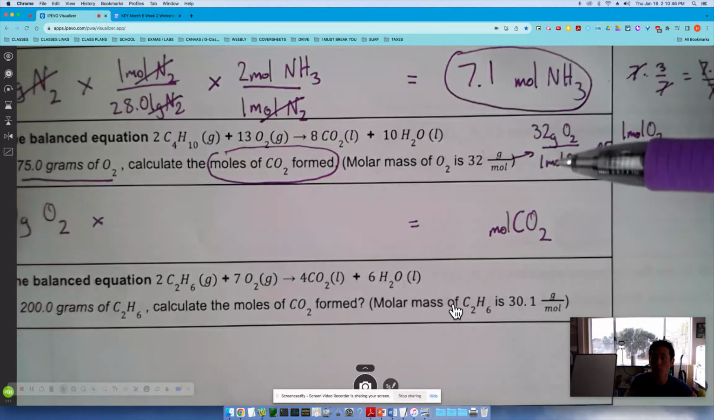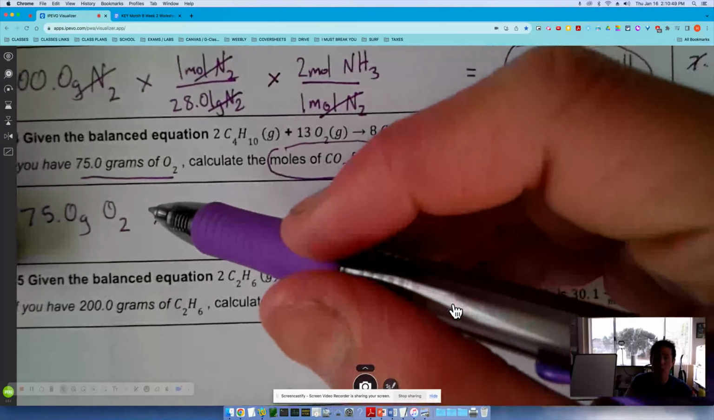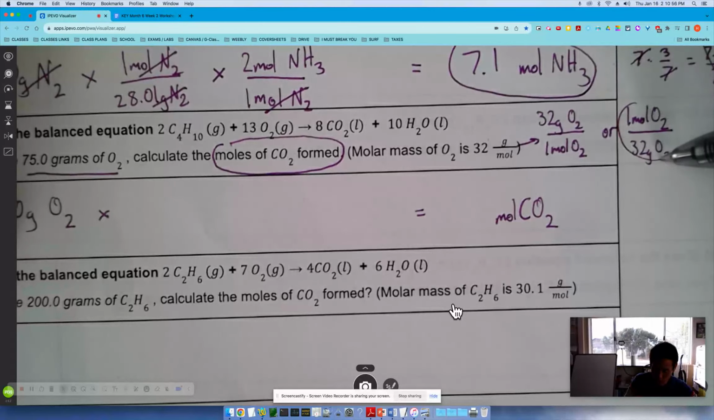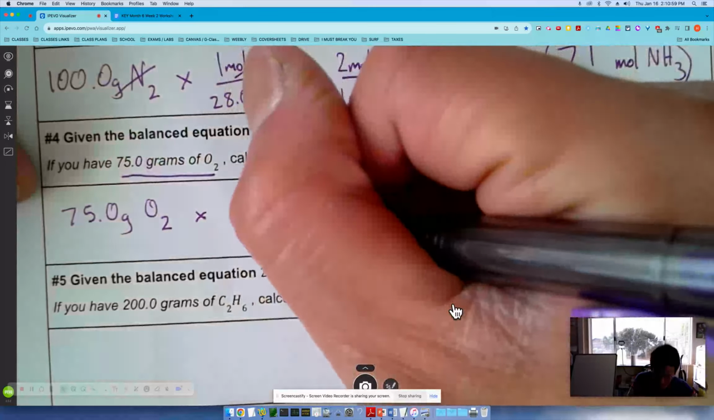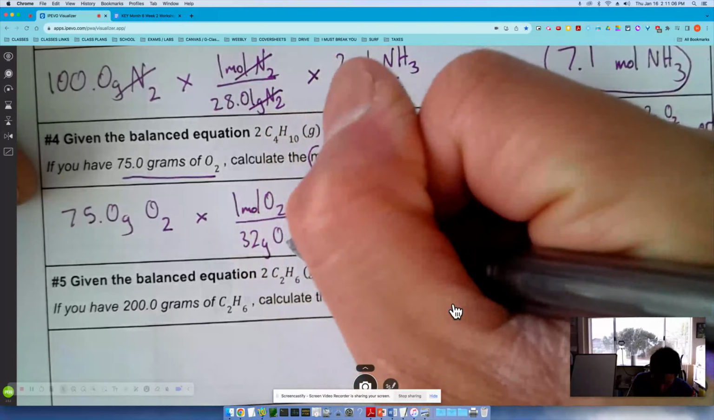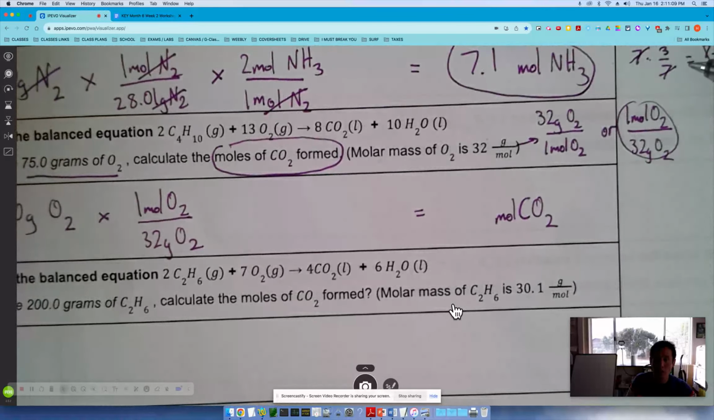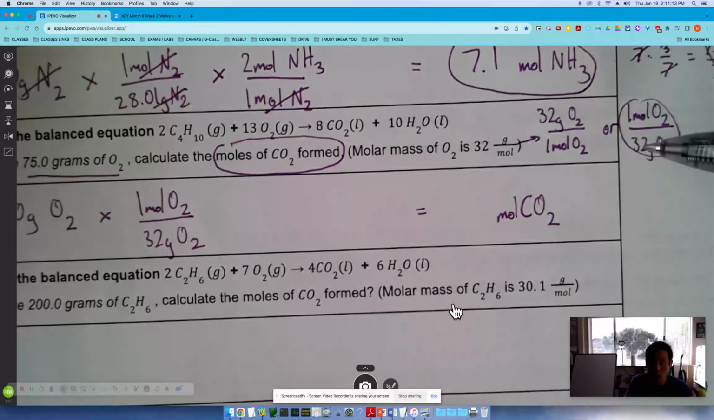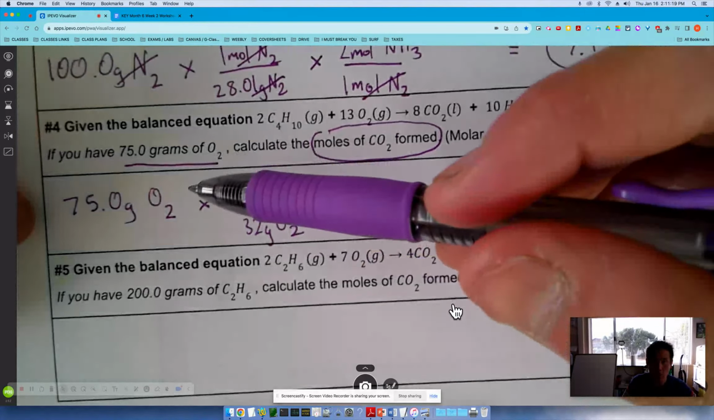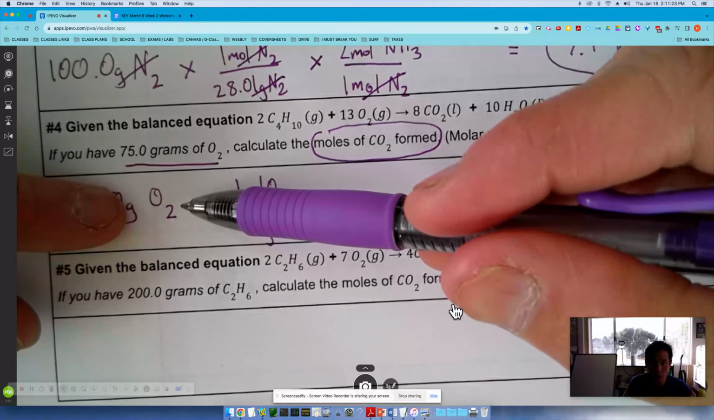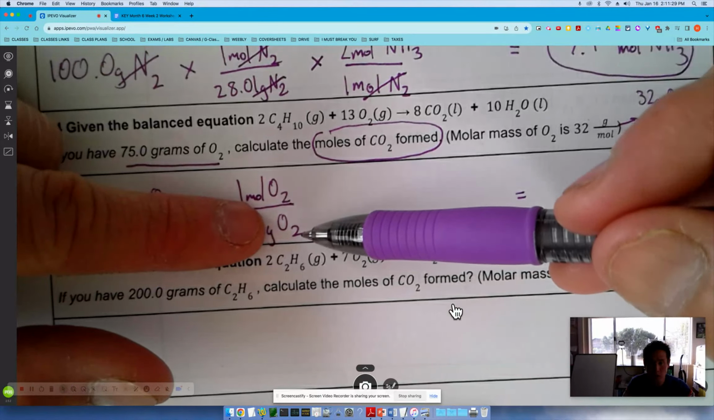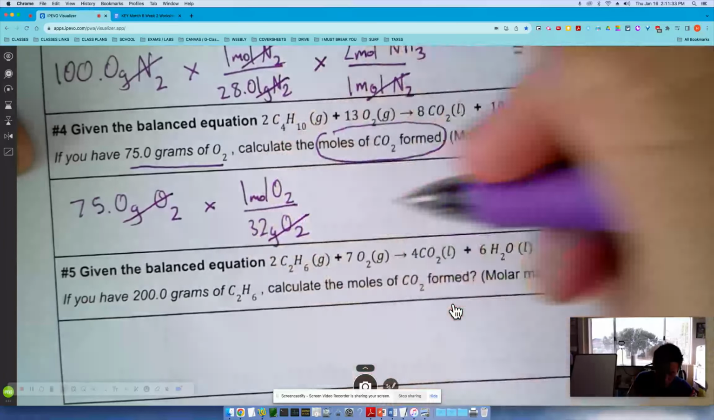The question is, which version do we need, this one or this one, to multiply to this to get moles of O2? We need this version. So let's multiply this times 1 mole of O2 on the top with 32 grams of O2 on the bottom. Now, why did we choose this version? Because we have the gram value in the denominator. If we multiply this, with the units of grams of O2, by this conversion factor where grams of O2 are on the bottom, these will cancel out.